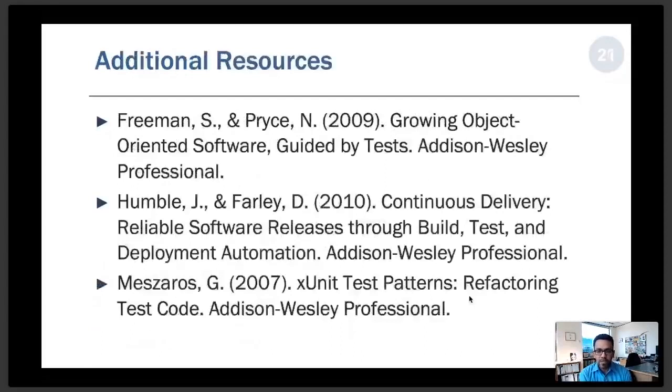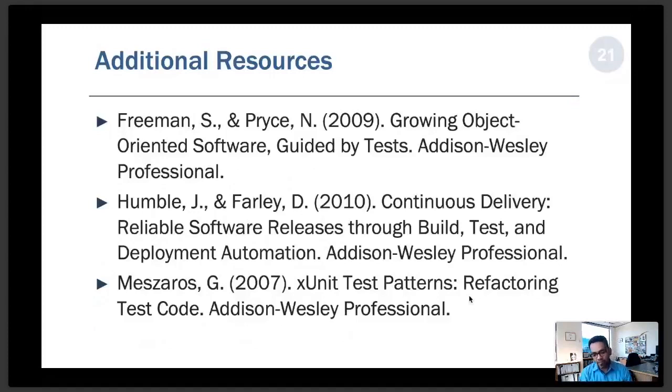For additional resources, if you'd like to read a little more about this, I recommend these three books. The first one, by Freeman and Price, is a very good book. It's my go-to book on test-driven development, even though it's not written by Kent Beck. It has a very good discussion of the outside-in approach that I talked about here. Then you have Continuous Delivery, which goes beyond testing, talking about all the things you want to check, like continuous inspection, before you commit the code and after you commit the code.